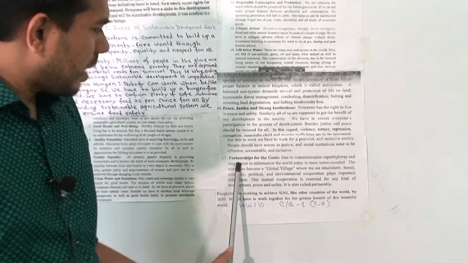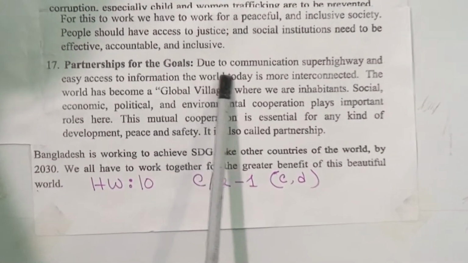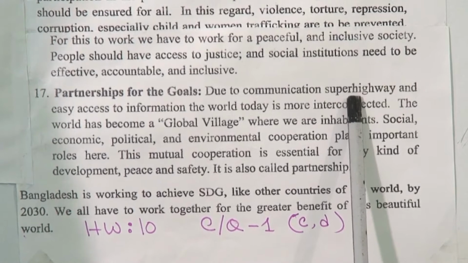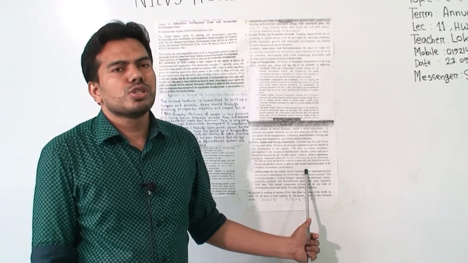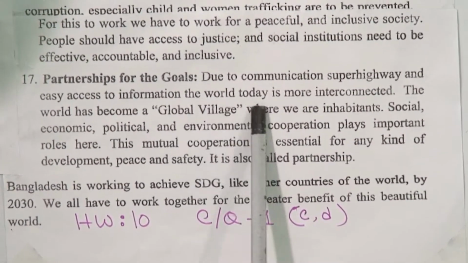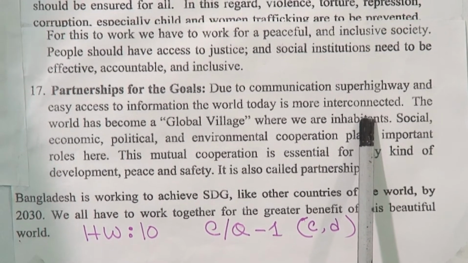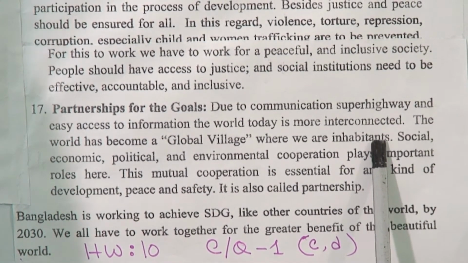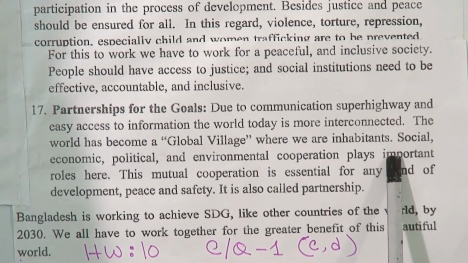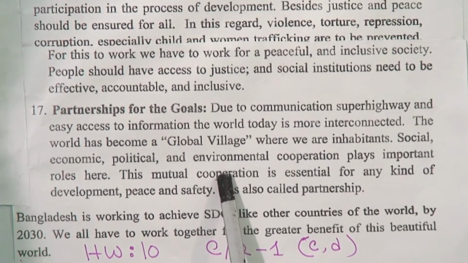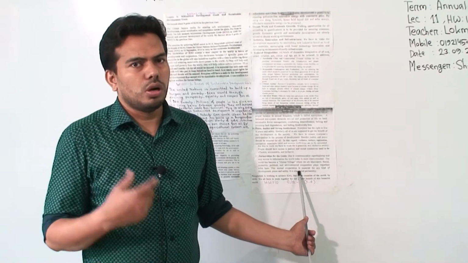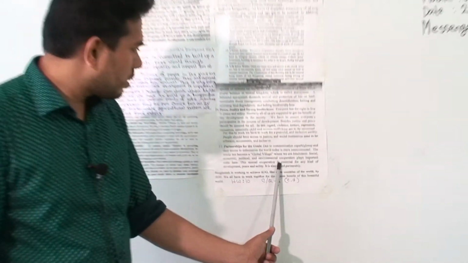Okay, number 17, partnership for the goals. Due to the communication superhighway of information, which is another name for the internet, and easy access to information, the world today is more interconnected. We can easily be connected with the whole world through this superhighway. The whole world has become a global village. We can have a look at the whole world within a second.